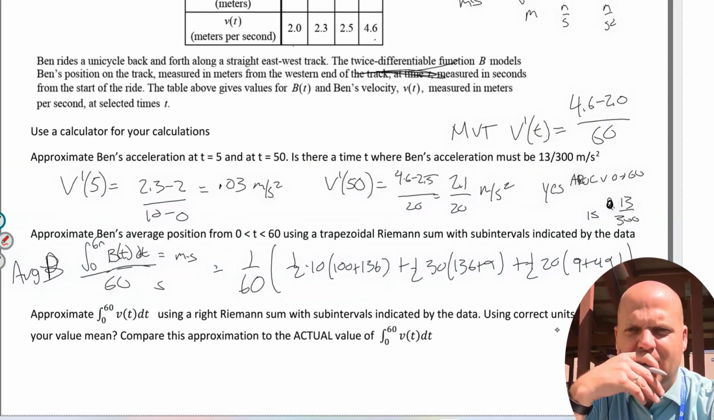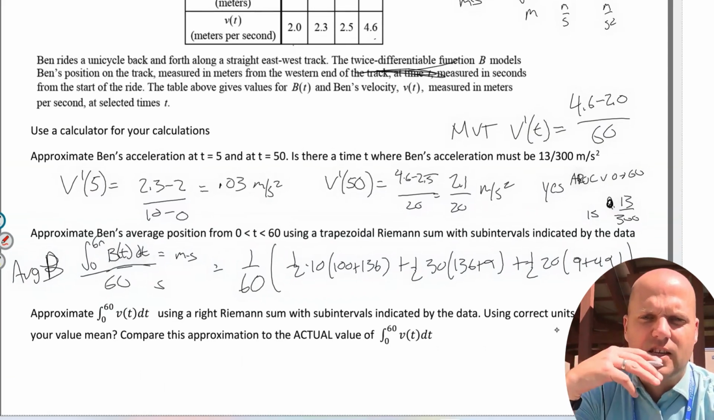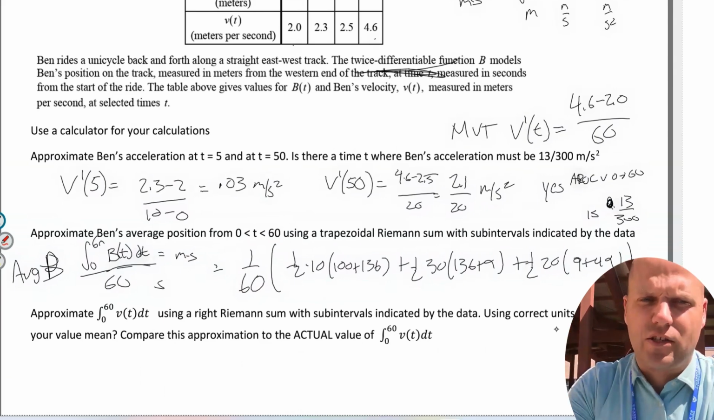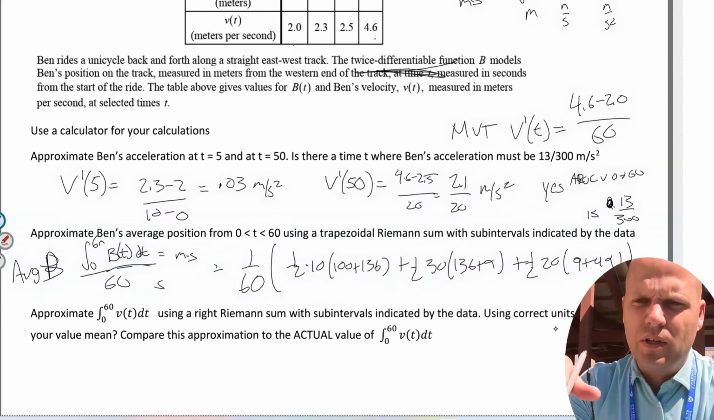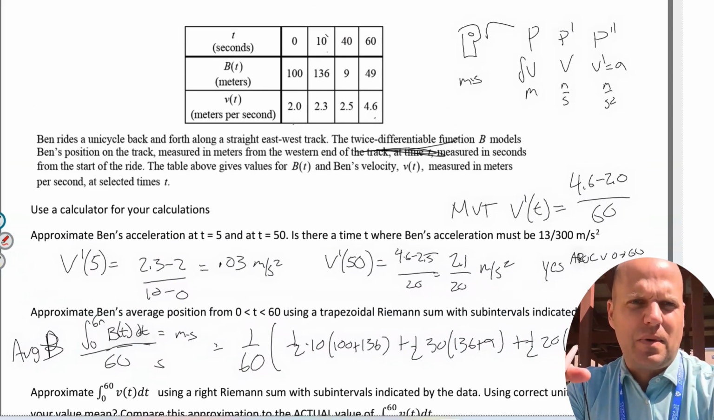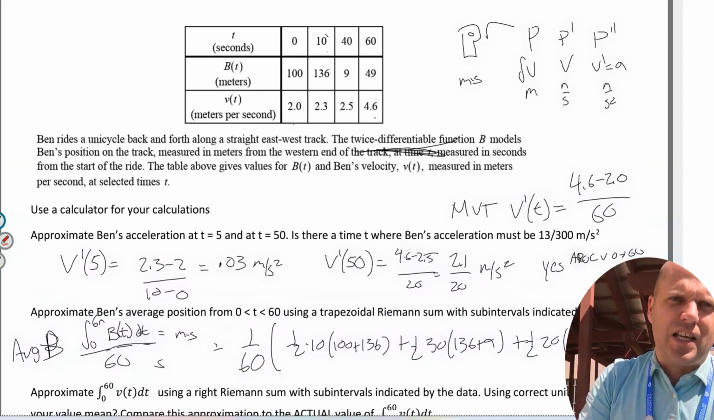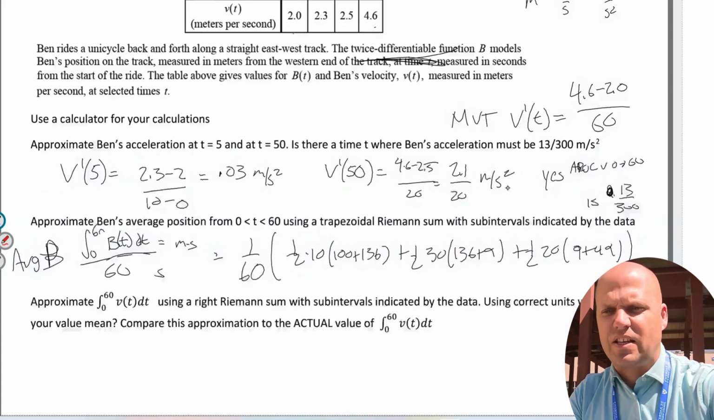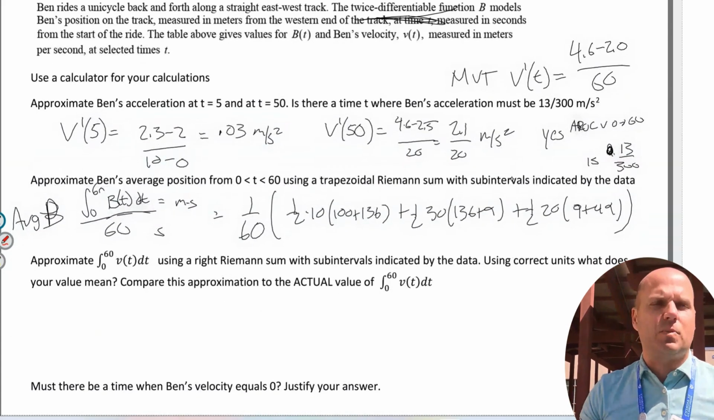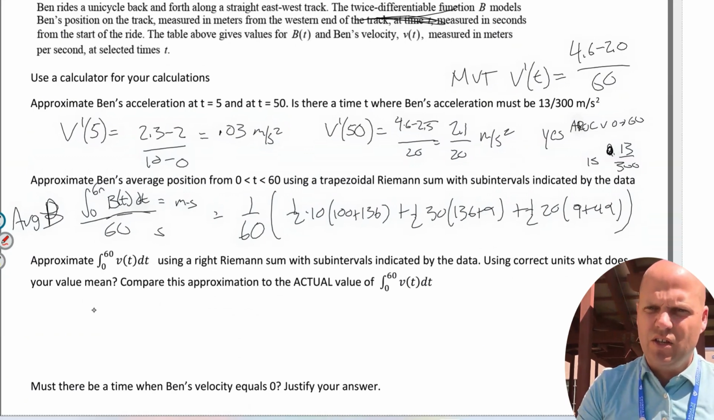Approximate this integral using a right Riemann sum with subintervals indicated by the data using correct units. What does your value mean? So if I accumulate my velocity, I'll have a change in position. I'll get meters. I'm not dividing it by anything, so it's not meters per second. It's just going to be meters.